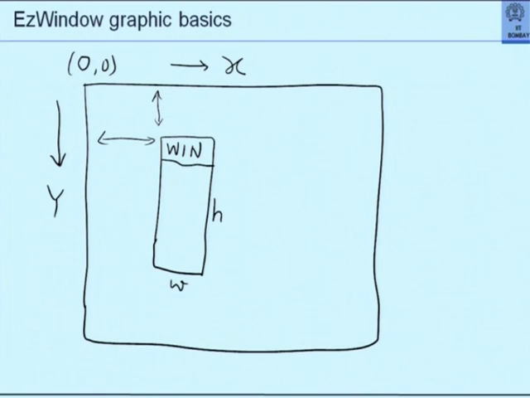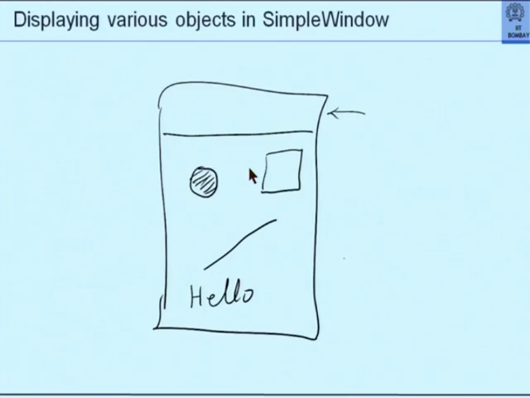I may want to draw some shape, some window inside my screen. So the window will have width and height, and a certain position, and some text which is written on top. So this is a simple window. Having drawn a simple window, I might want to draw various shapes here. I want to write some string here. These are the facilities. I want to learn how to use such facilities in the graphics window.